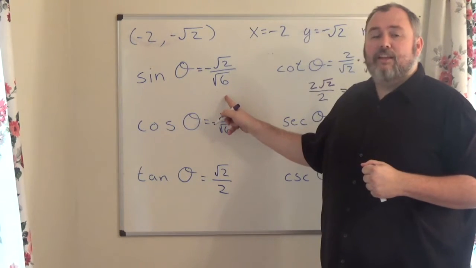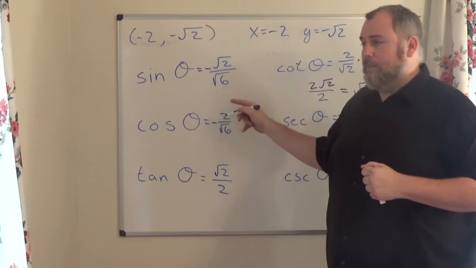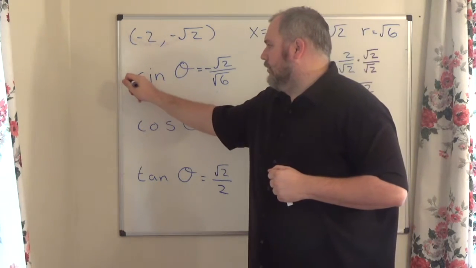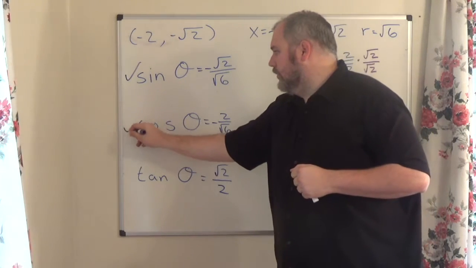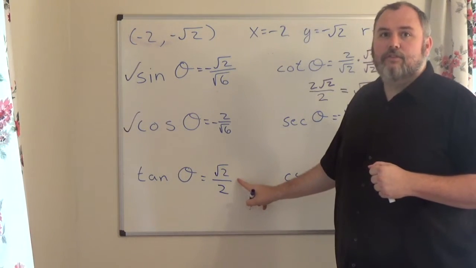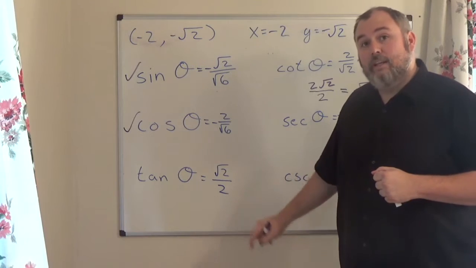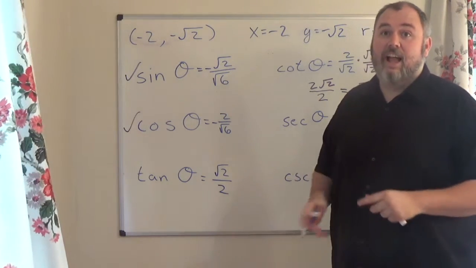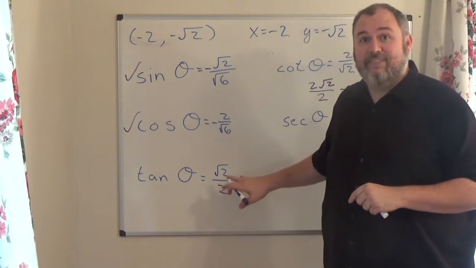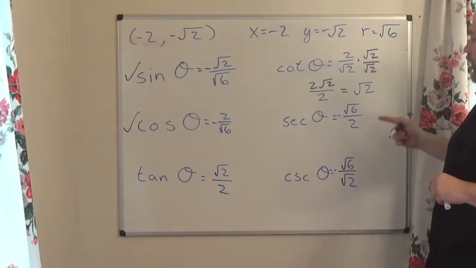This one has a radical in its denominator, so we have to change sign. Looking at this one, we need to work on cosine. Tangent, it says the square root of 2 over 2. Do we need to do anything with it? No, we don't, because the denominator doesn't have a radical sign in it. So we can leave that answer just like it is.